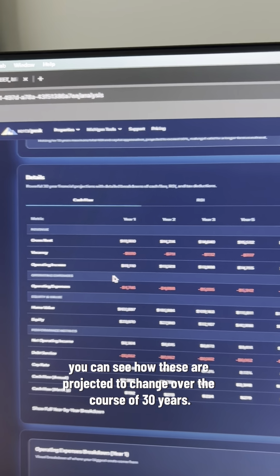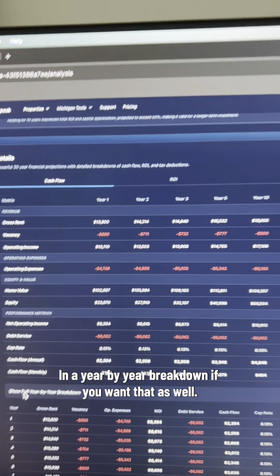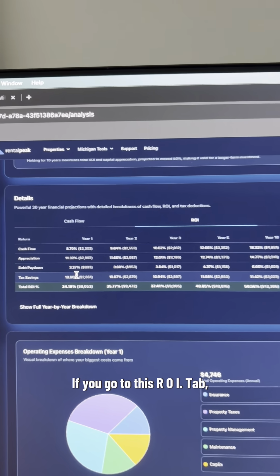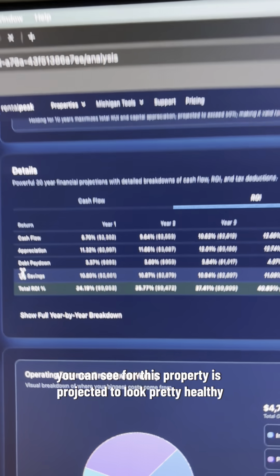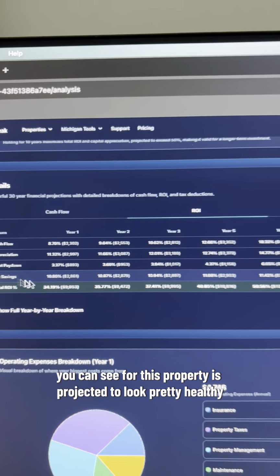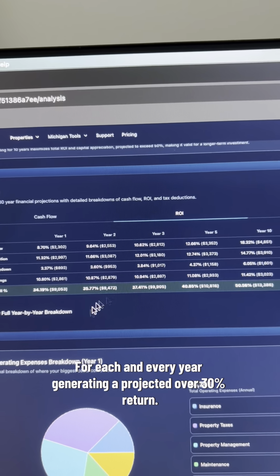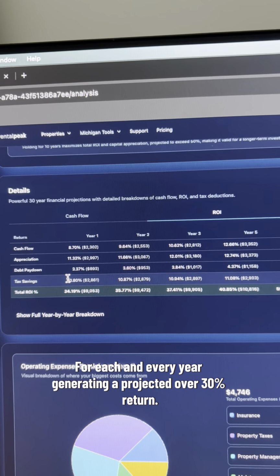So for all the key metrics, you can see how these are projected to change over the course of 30 years and a year by year breakdown if you want that as well. If you go to this ROI tab, you can see the total ROI based on all of these wealth generators within real estate. And you can see this property is projected to look pretty healthy over the course of the 30 years, for each and every year generating a projected over 30% return.